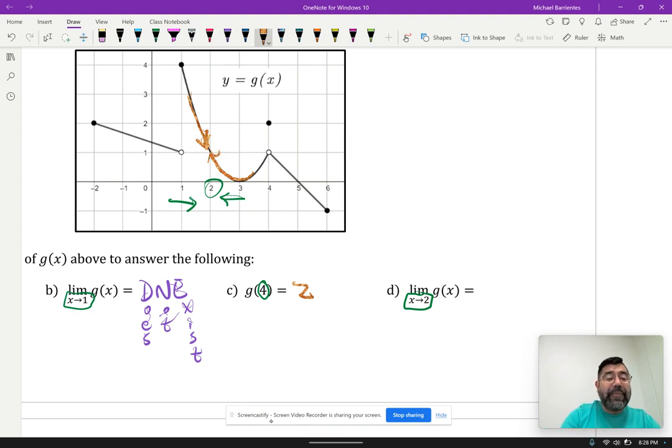And so therefore, my limit, the y value that the graph is getting closer and closer to from both sides, from the left side and the right side of 2, as I squeeze in, the y values are getting closer and closer to 1. And that's my answer. My limit of g of x as x approaches 2 is 1.